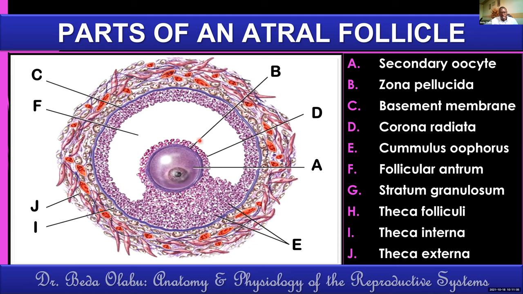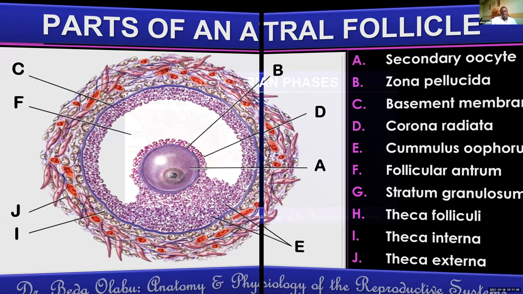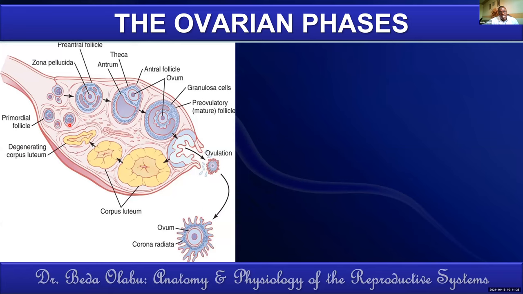When ovulation takes place, this is the part that is ovulated. The rest of the follicle remains in the ovary, but only this part will be ovulated. That part of the follicle that remains in the ovary is what is termed the corpus luteum. So this image shows you that this is the part that will be ovulated, and the rest will remain in the ovary as the corpus luteum.